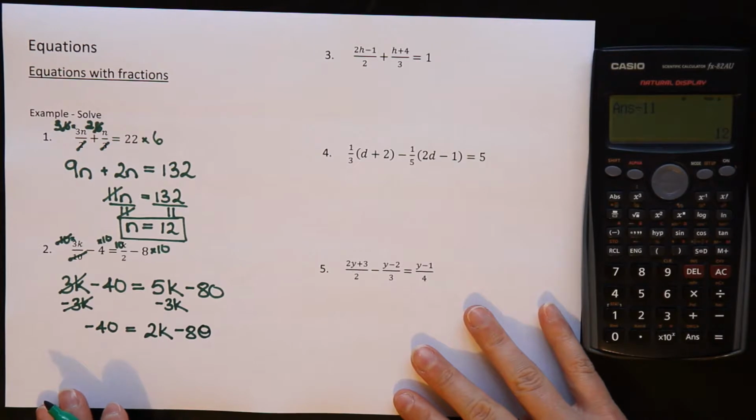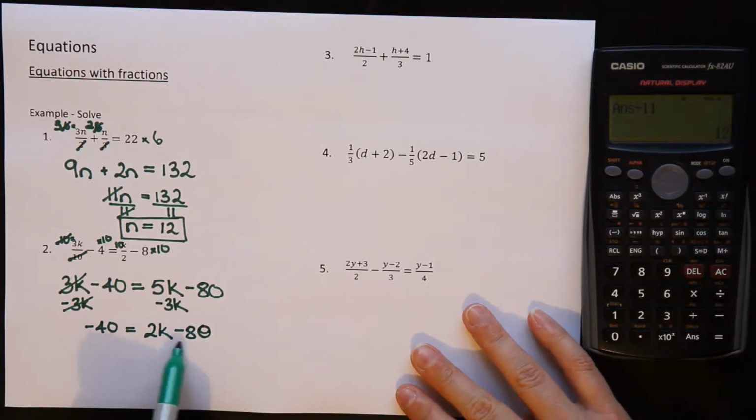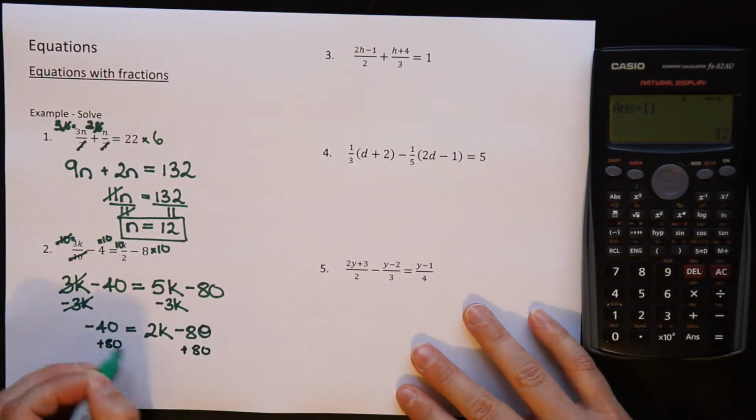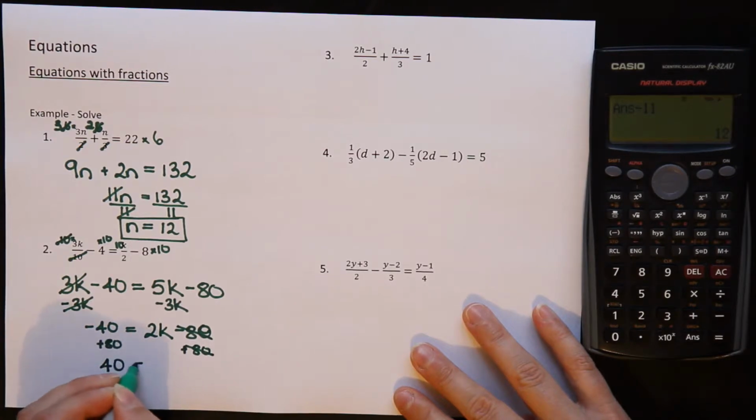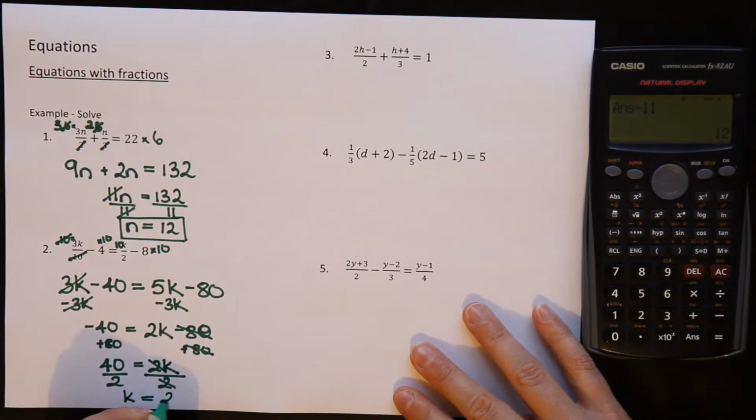Okay, then I want to move these numbers away from the k, so I want to add the 80 to both sides. Getting rid of that. So minus 40 plus 80 is 40, which is equal to 2k. And last thing to do is to divide by the 2. So I have 20 is equal to k, or I can write the k first. k is equal to 20. And that's done.